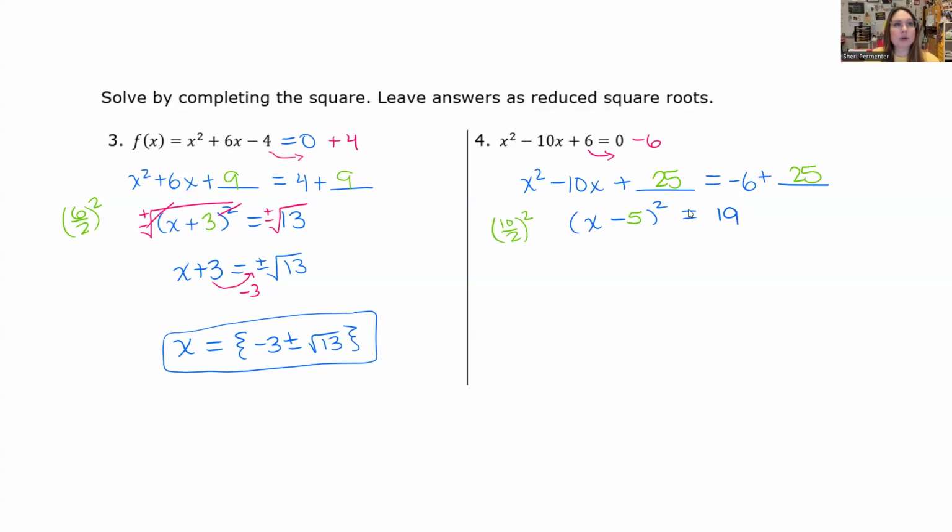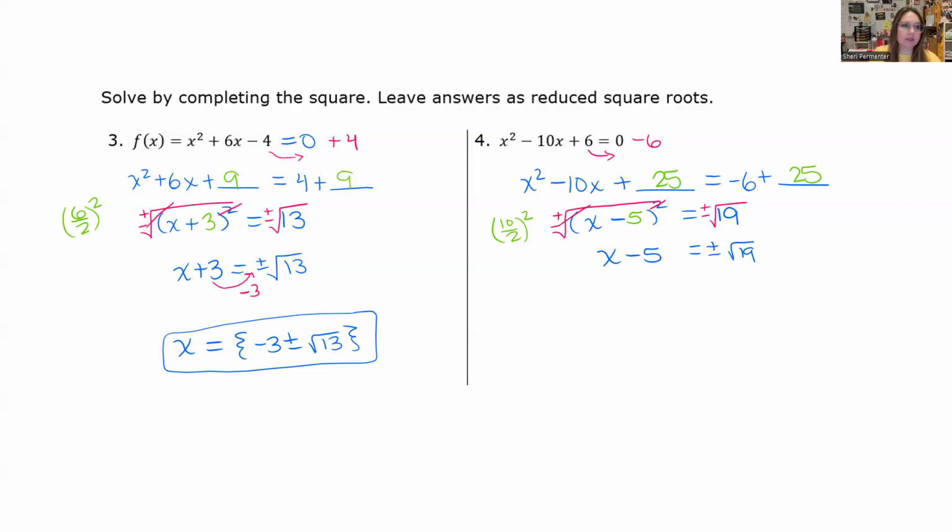All right, to solve this problem, I need to undo the square piece so that I can get x by itself. So I'm going to take the square root of both sides, plus and minus square root, and this will cancel, plus and minus the square root of 19. Does the square root of 19 reduce? No, so it just stays plus and minus square root 19. And like I said, these are actually a little easier to solve because I have less work to do.